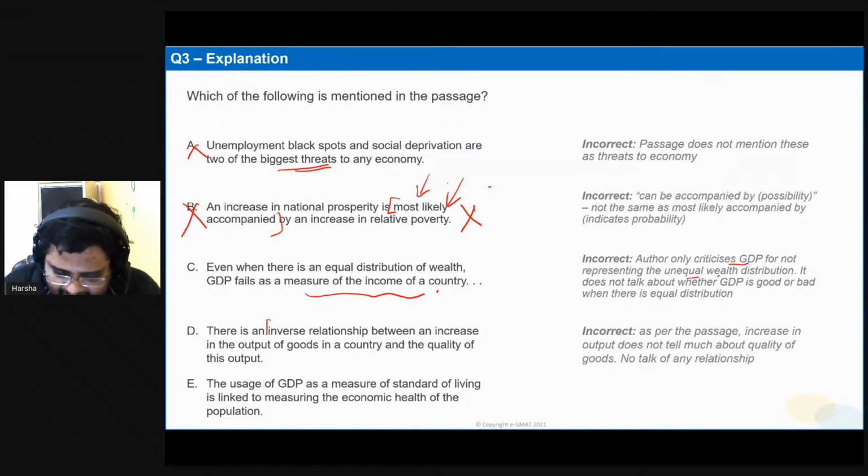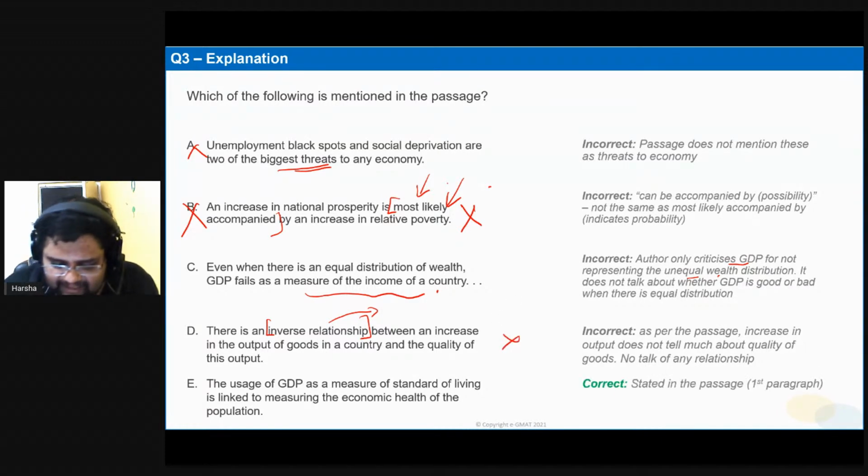Let's come to option D. Again, it assumes a relationship, increase in output and quality. But what do you mean by reflect nothing but little? Based on one, you cannot say anything about the other. Or in other words, there is no definite relationship being implied. So if you understand what reflect nothing but little means, option D can be eliminated. So option E is the only correct answer to this question. So I hope this was very clear to you.